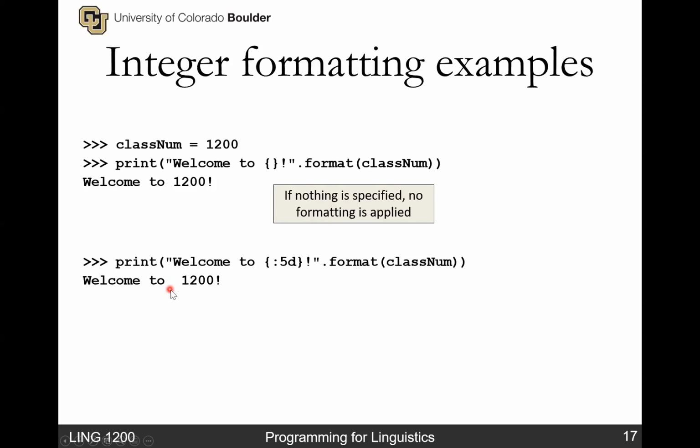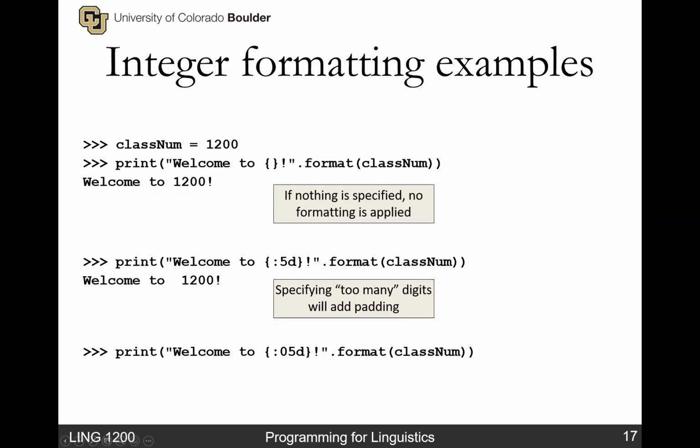And this is going to print out welcome to 1200. And notice that there's an extra space here, maybe a little hard to see, but instead of one space, we have two spaces. So what's happened here is we've used this number to specify how many character spaces we want to take up. In this case, we specified 5, which is more than 1200. It only takes up 4. So the formatting method has added padding there, as an empty space by default, to the left. So that's one thing we can do.